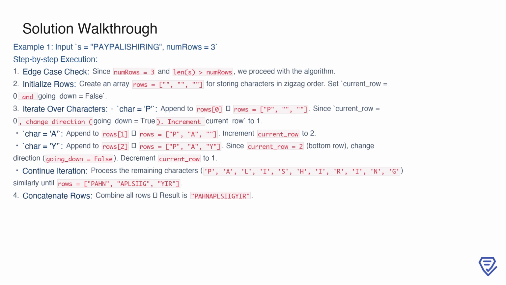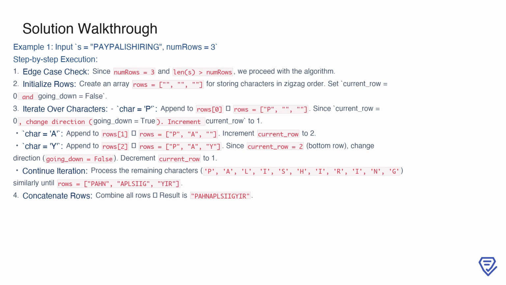Then, the character Y is added to the third row, updating rows to P, A, Y. Since we've reached the bottom row, we toggle the direction upward by setting going_down to false and decrement current_row back to 1. Following this zigzag pattern, we process the remaining characters, filling the rows until we get rows equals PHN, APLSIG, YR.